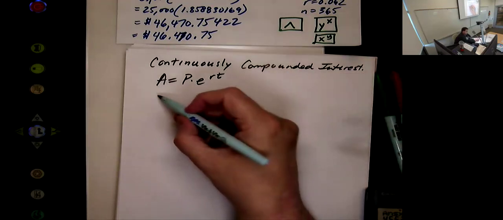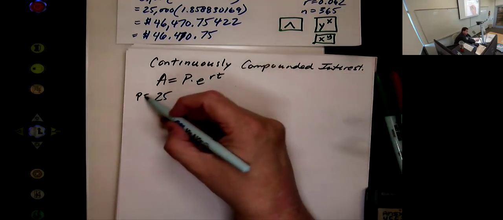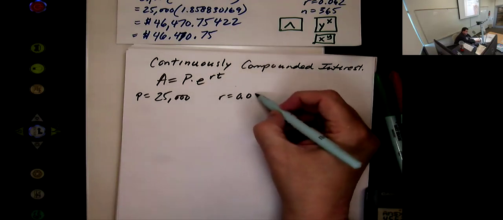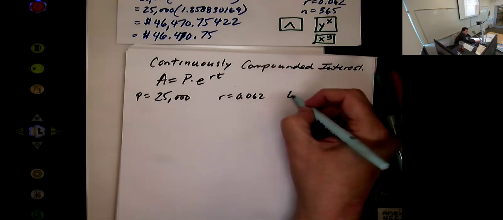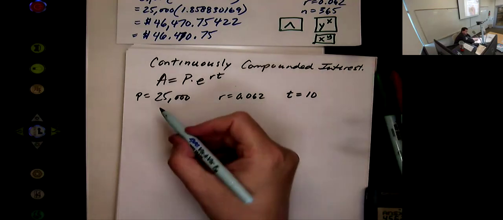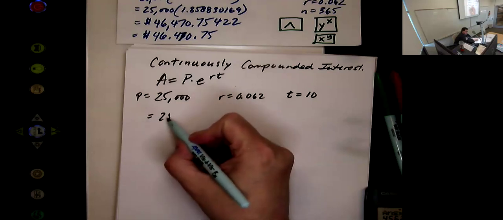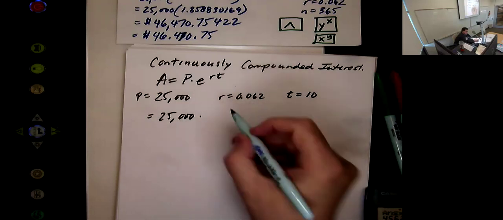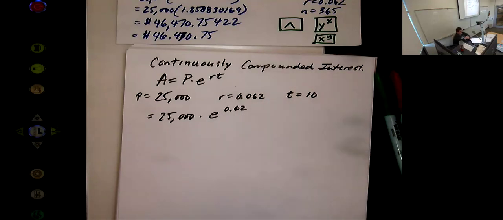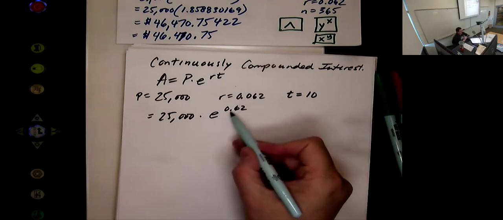So if we had 25,000 for P, r was 0.062 and t was 10, this becomes 25,000 times e to the 0.62. I already did the times 10 and moved the decimal point one.